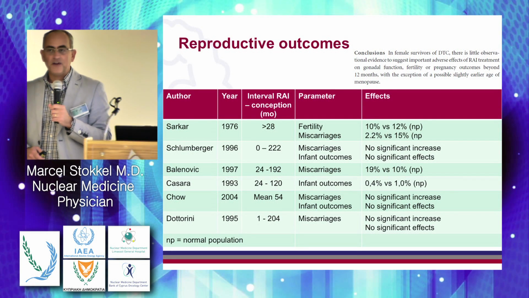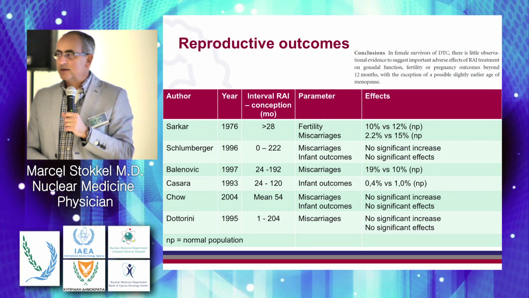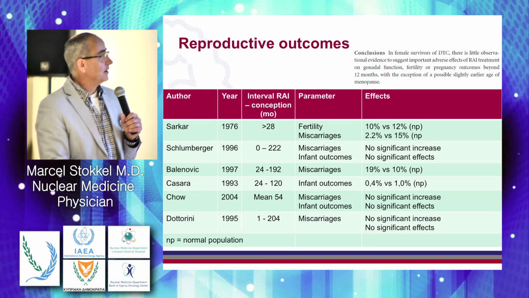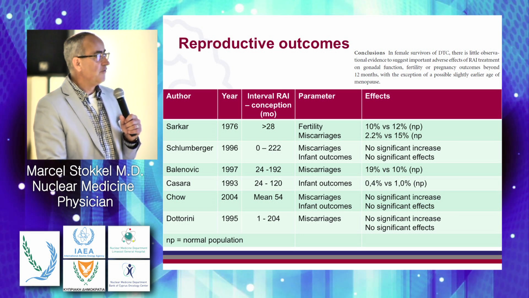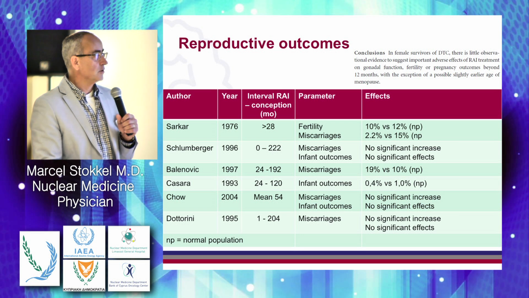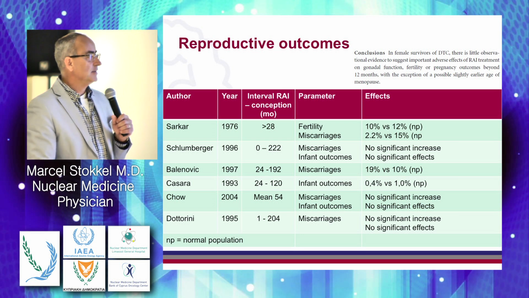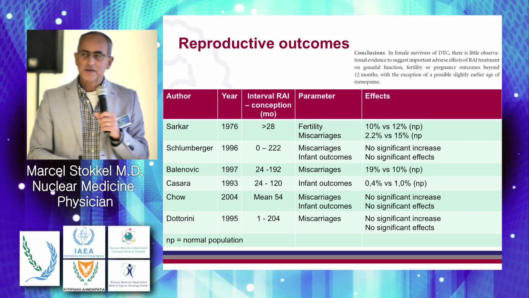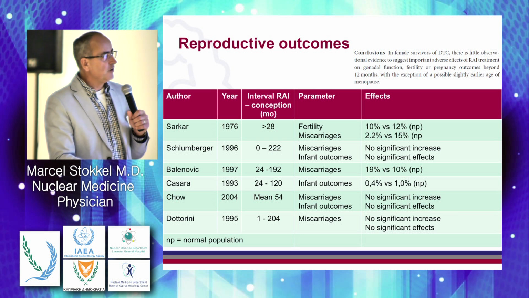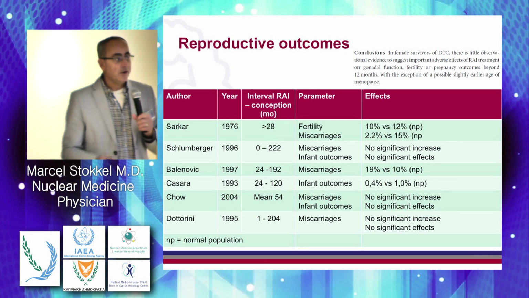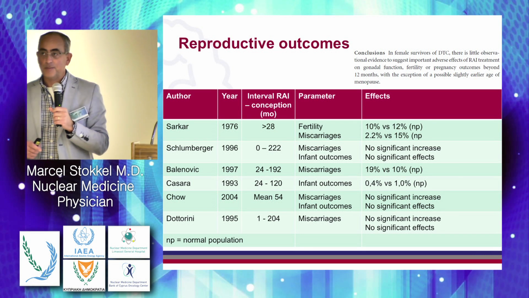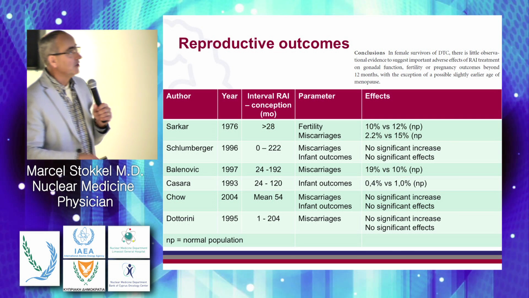And what about the reproductive outcomes? What is the consequence of the treatment or the application of radioiodine? Well, you can see here the studies dealing with that. In fact, what can be concluded from this is that there is no significant increase in miscarriages, no significant effects on infant outcomes, and that was in fact the message from all the studies. There were no significant differences between the treated patients compared to normal populations. So in fact, it definitely has consequences for the menstrual cycles, but not on the reproductive outcomes.